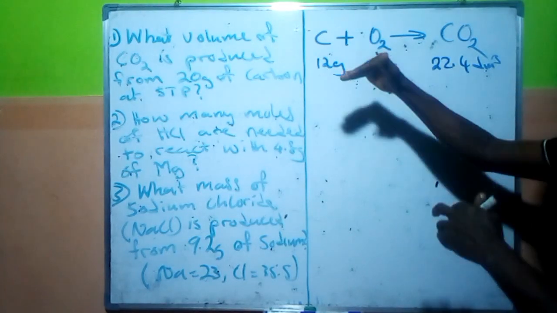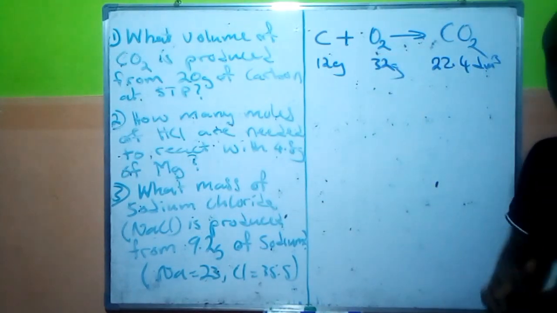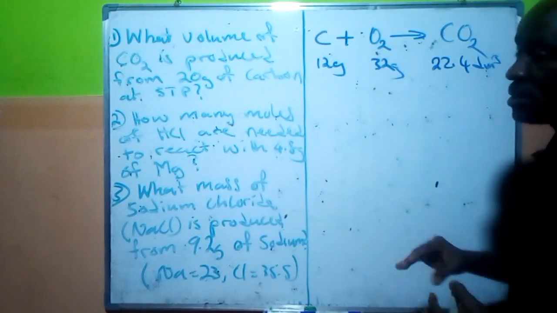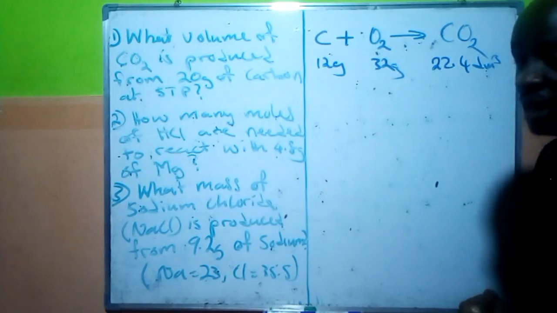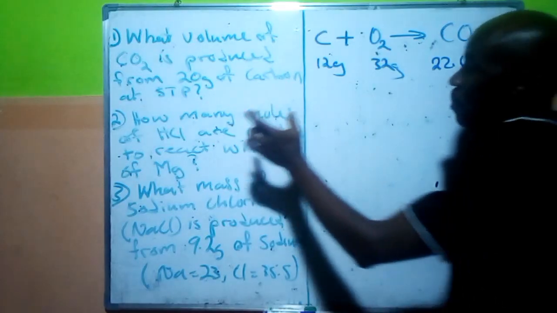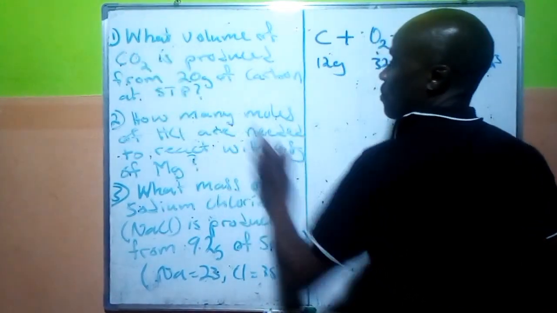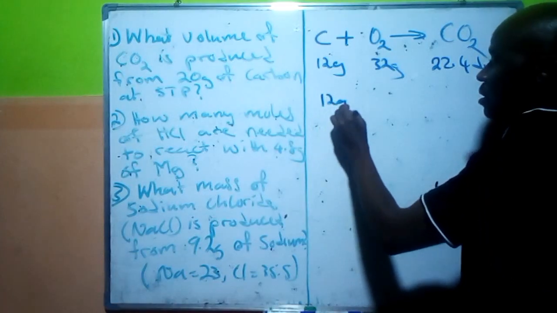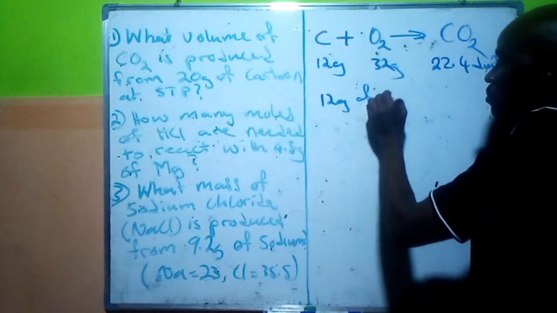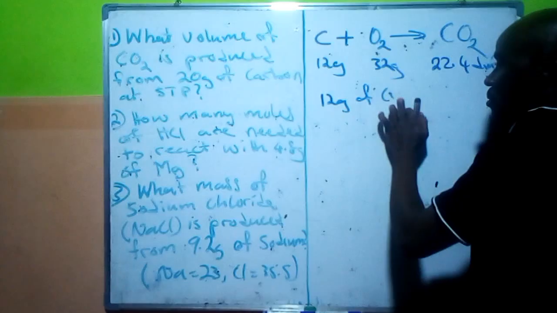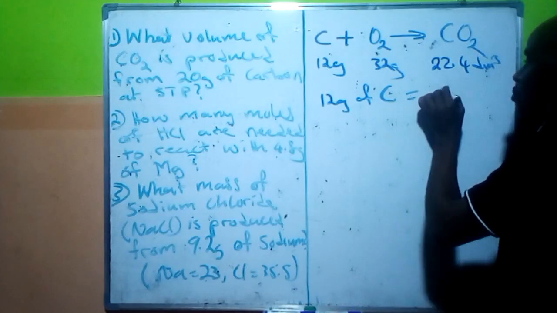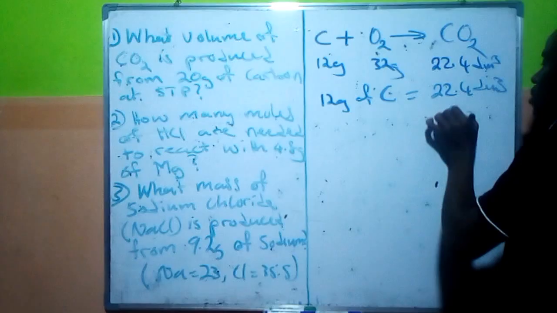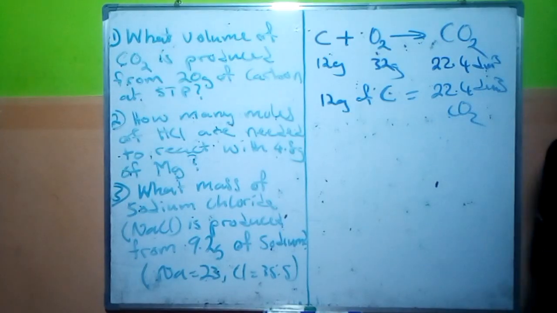This is some of the information you can get from the balanced chemical equation. Now we are looking for the volume of carbon(IV) oxide that will be produced. If 12 grams of carbon will give us 22.4 dm³ of carbon(IV) oxide, that is what it will give us.